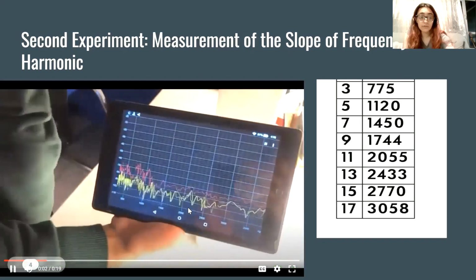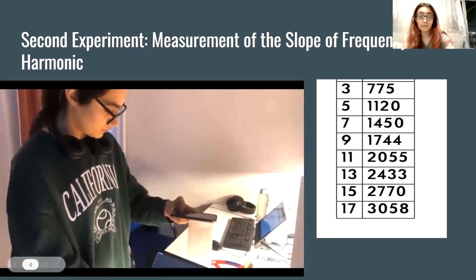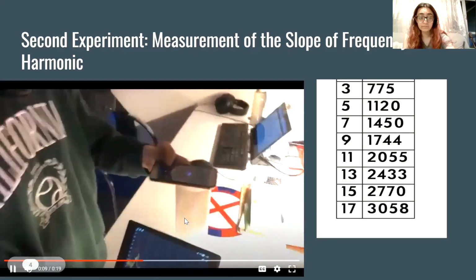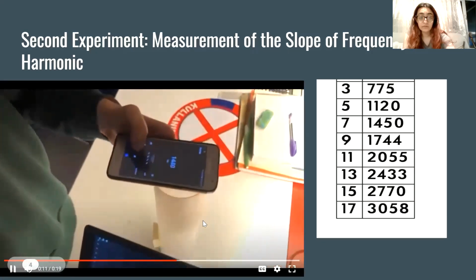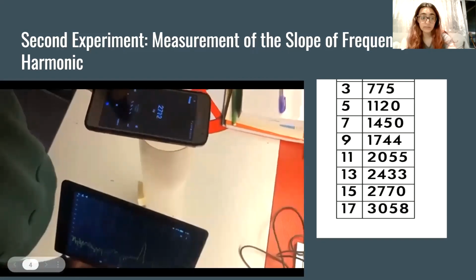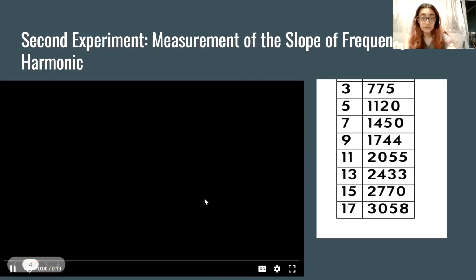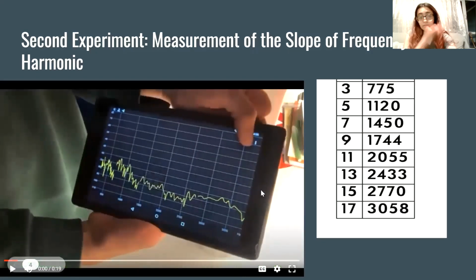So this is the spectrometer app, and the phone placed on top is the frequency generator. We generated varying frequencies, which showed resonance peaks on this app that uses a Fourier transform as its algorithm.